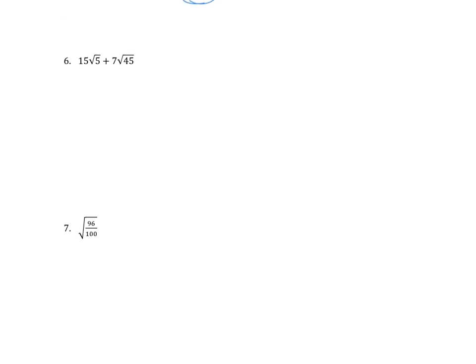Number 16. So now we need to add or subtract if it tells us to do that. So number 16, we need to add these. In order to add radicals, you have to have like radicals. So what is inside the square root has to be exactly the same, or you cannot add them together. So the way it's written right now, we cannot add them together.